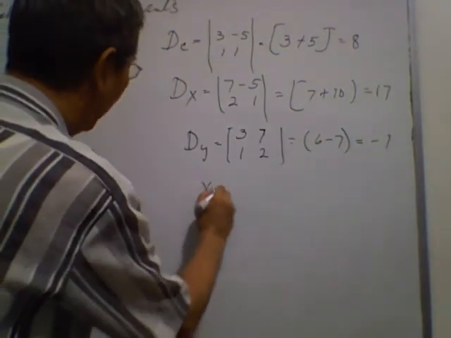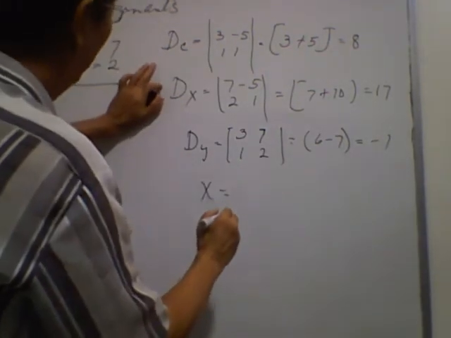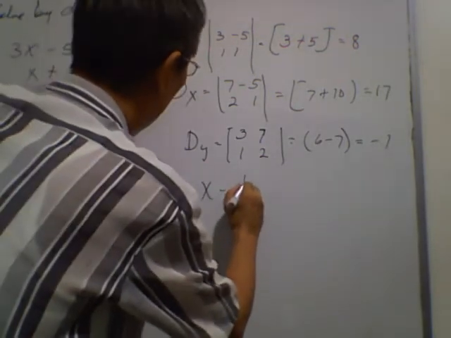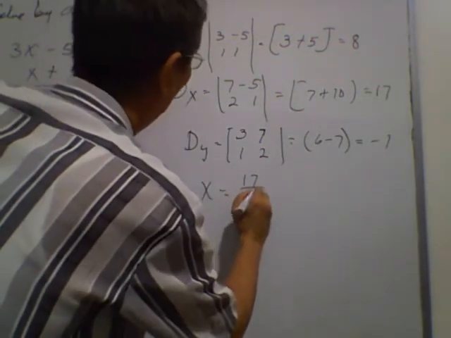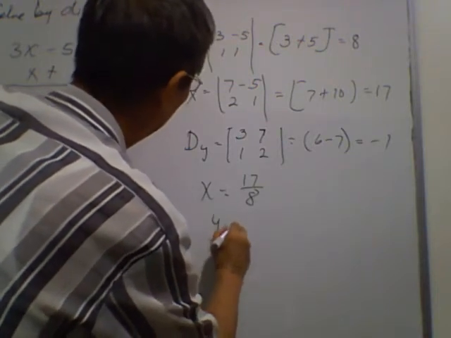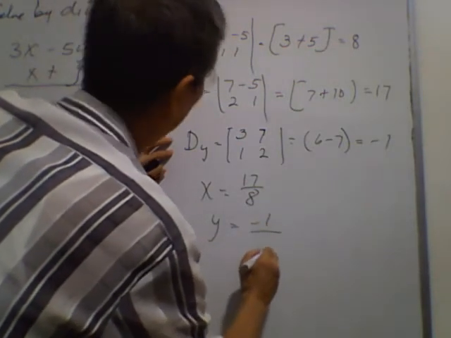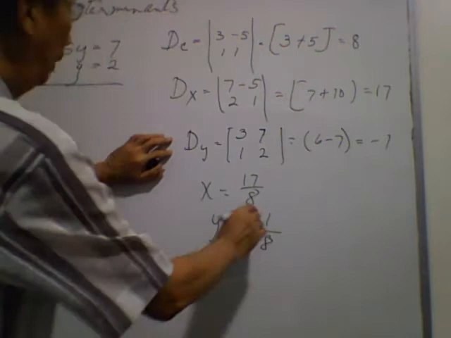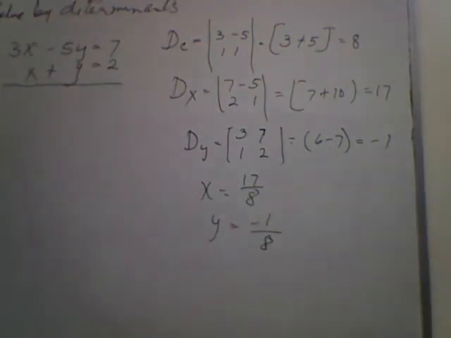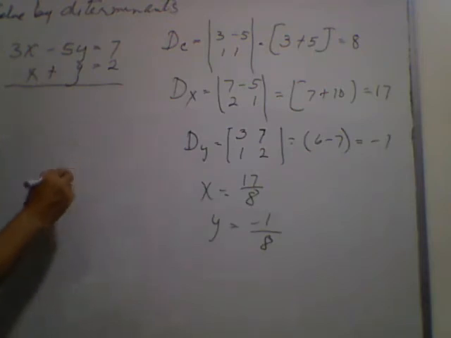To get the value of x, that will be equal to dx over dc. So 17 over 8, and the value of y is dy, which is -1, over dc, which is 8. So these two are our answers. To verify our answer, we try to solve for the solution by the usual method.